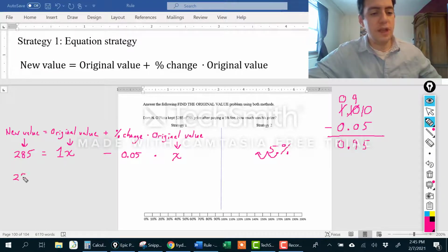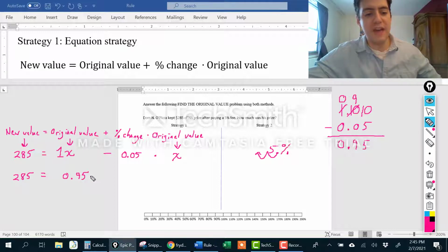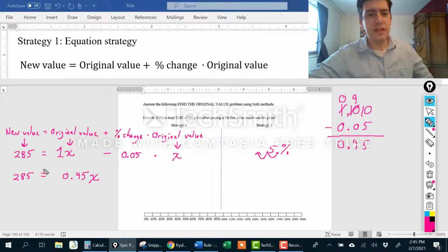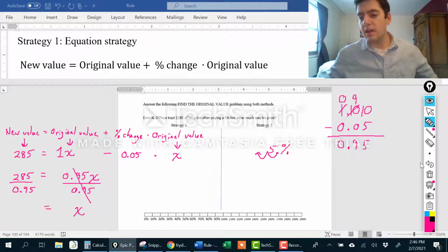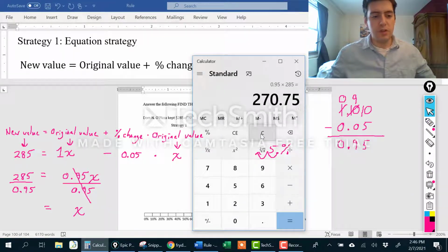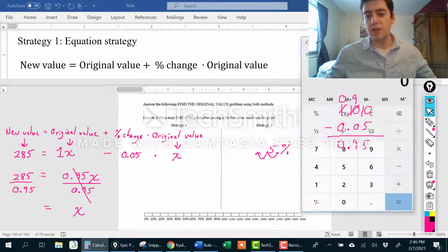So now I have 285 equals 0.95x. Don't forget the x, and also don't forget the equal sign, please. A lot of students just drop the equal sign for some reason. Keep the equal sign in there. Now to finally solve for x, we're going to divide both sides by 0.95. Okay, so that cancels over here, and we get x equals, and let's see here. I'm going to use, I mean, you could do this by hand, but let's just use a calculator for it.